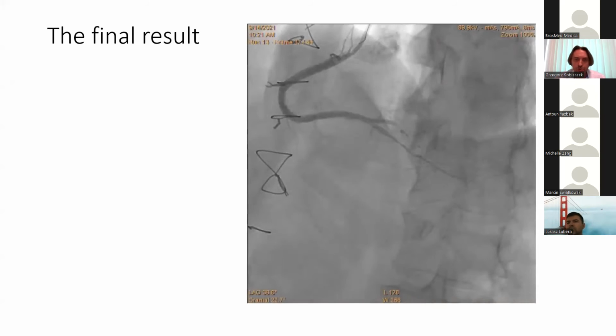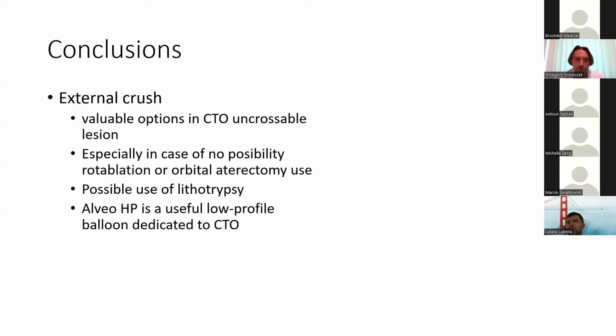So in conclusion, external crush is a very valuable option in CTO or uncrossable lesions, especially in case you cannot use rotablation or orbital atherectomy. And another possible option is external lithotripsy, so lithotripsy from the subintimal space. And the Alveo, a very small CTO dedicated balloon 0.75, is really our friend and very useful, our low profile balloon that can be used in cases like this. Thank you very much for your attention.